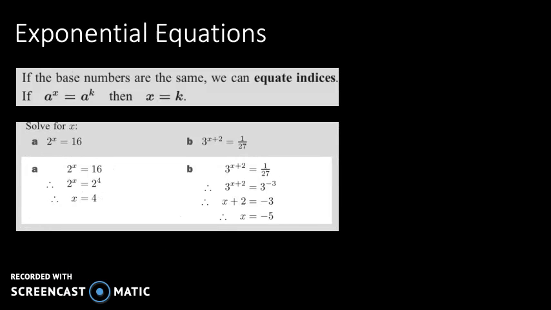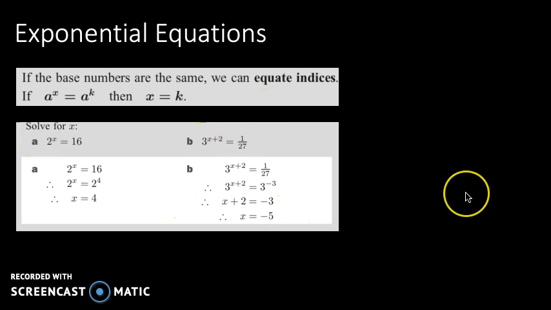The thing we need to know is that as long as base numbers are the same, you can equate indices. So for example, if a to the power of x equals a to the power of k, then x is going to equal k. So two quick examples here. We're going to solve for x. For 2 to the power of x equals 16, you'll be able to recognize 16 is actually just 2 to the power of 4, and then we end up with 2 to the power of x and 2 to the power of 4, and because the base there, the number 2, is the same, we can equate the x and the 4 to get x equals 4.